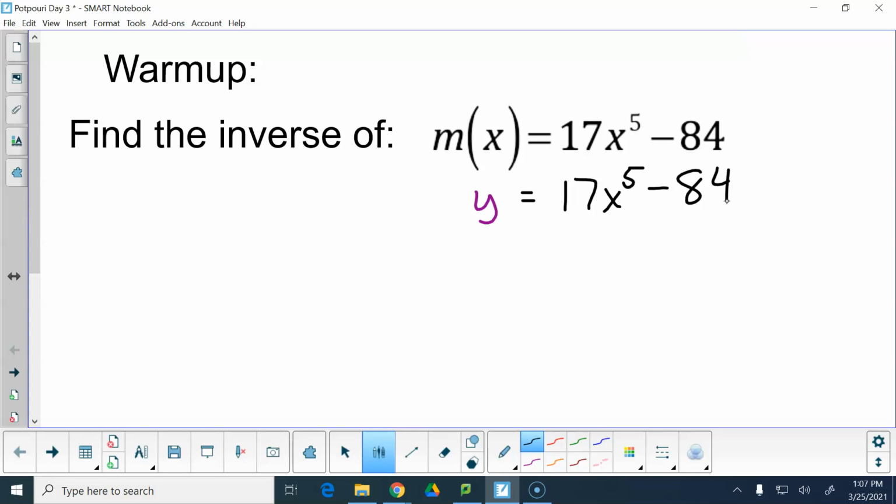Emily's got this. What do you got? Switch the x and the y. Switch the positions of any x's. Any x's become y's. Any y's become x's. Yes, sir.